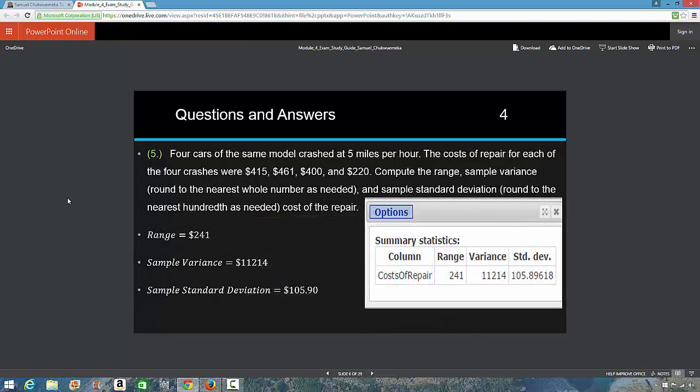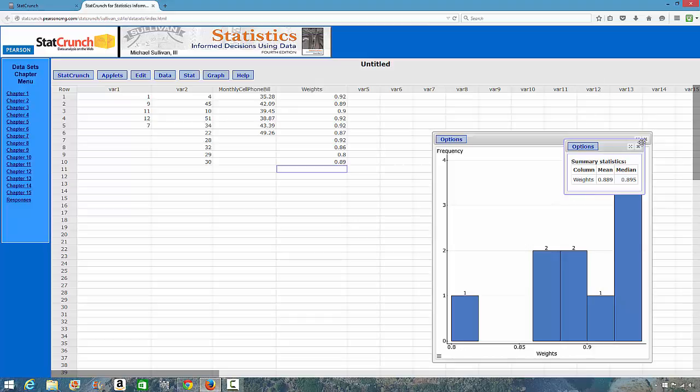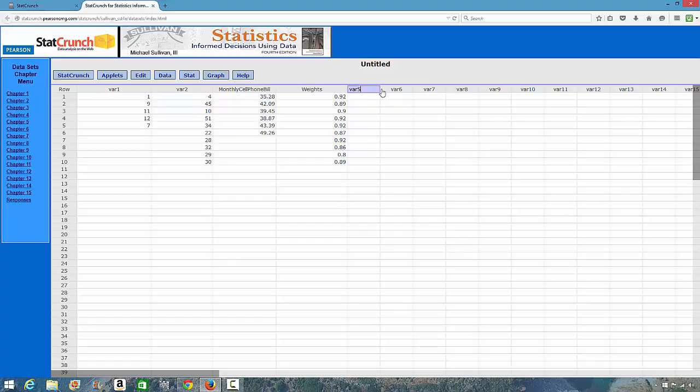Question 5. 4 cars of the same model crashed at 5 miles per hour. The cost of repair for each of the 4 cars were, they gave you the cost of repair. Compute the range, sample variance, and sample standard deviation. So let us close these results. We use our StatCrunch. Here we can name it cost of repair.